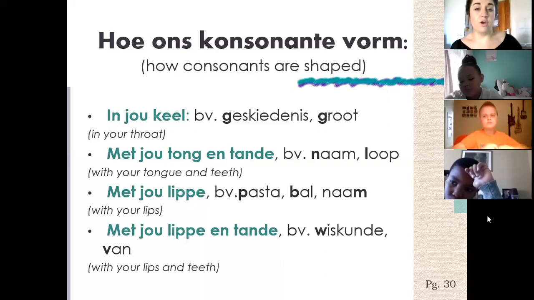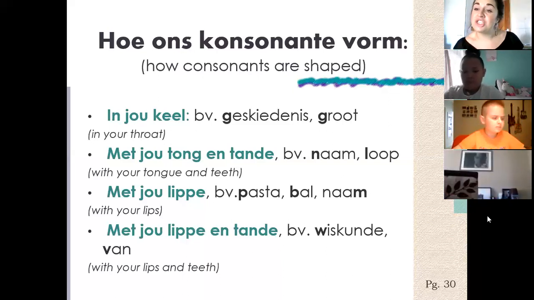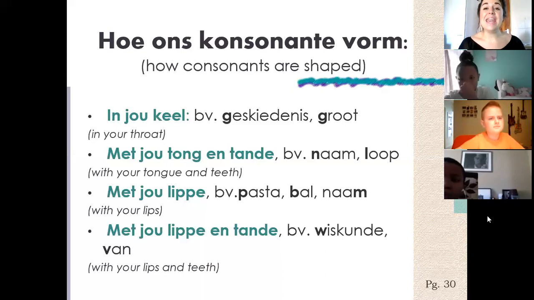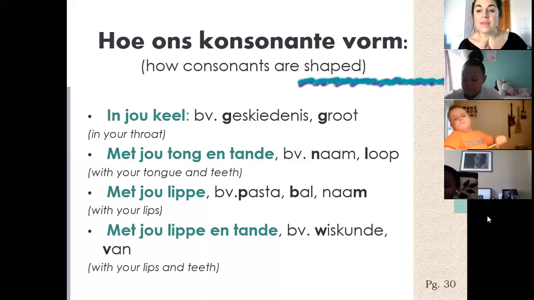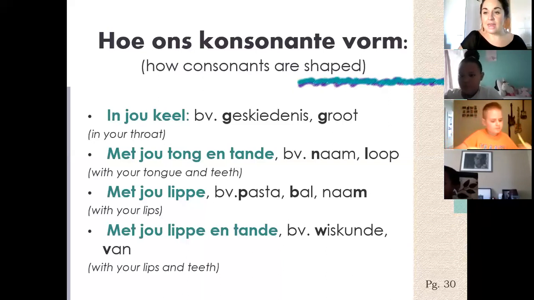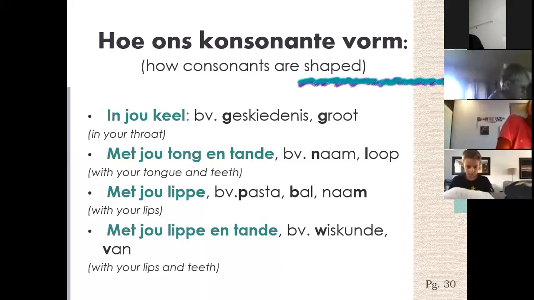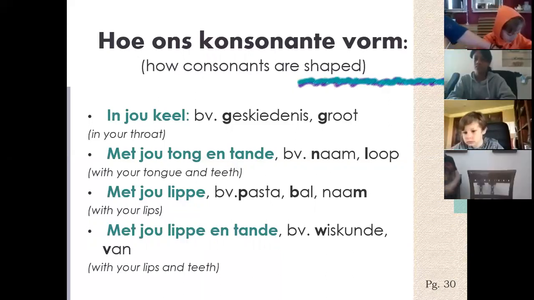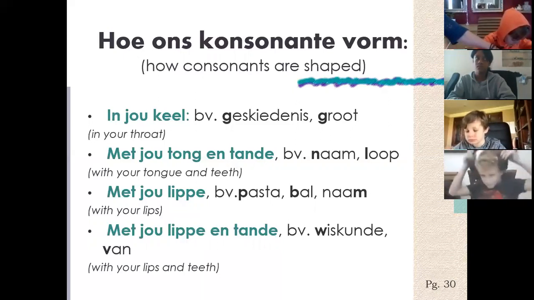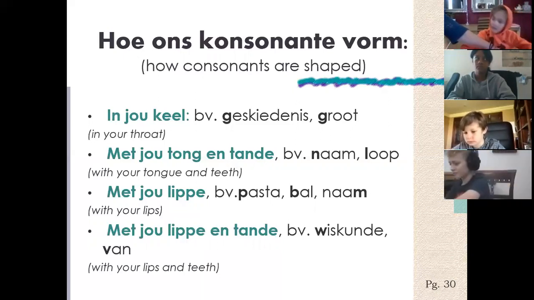And here we go. So the first place that consonants are shaped is in your keel, which means in your throat. So the first dot, I want you to underline in your book, in your keel. Everyone underline in your book, in your keel. It's the first dot in your block that says onthou at the top of page 30. Okay. In jou keel. So we're going to the next one now.